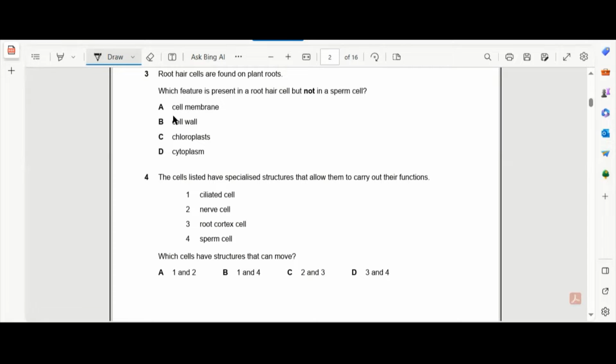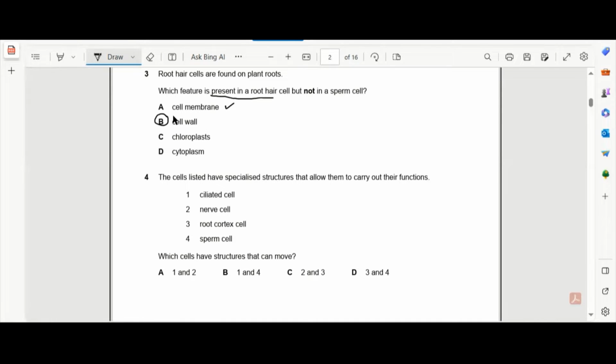Number 3. Root hair cells are found on plant cells. Which feature is present in a root hair cell but not in a sperm cell? So we are asked to find out a feature that is present in root hair cell and not in sperm cell. So cell membrane is present in both. Cell wall is only present in plant cells, not sperm cells. So cell wall will be the only correct answer.